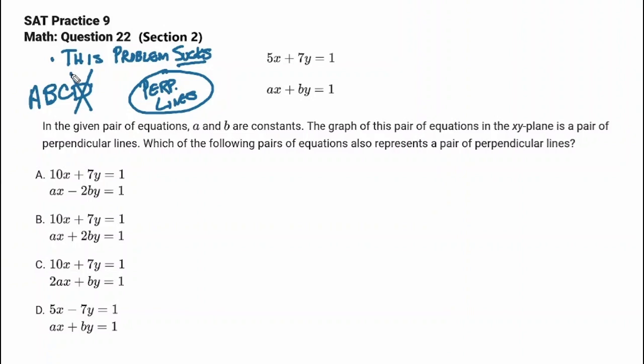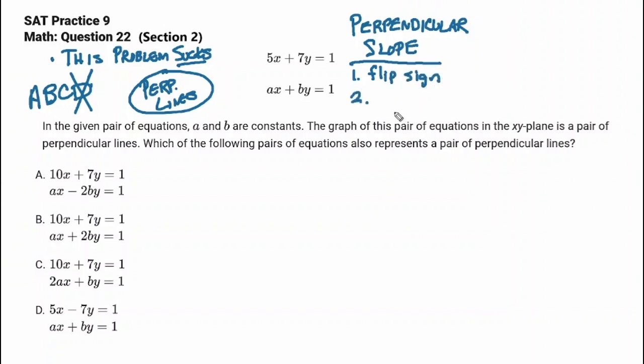As far as actually how to do the problem, what's this problem about? This problem is about perpendicular slope. And in order to find perpendicular slope, you got to do 2 things. You got to flip the slope sign, and you got to flip the slope fraction.